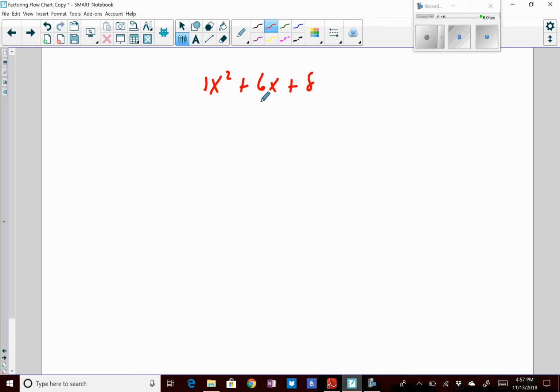Now, since we have a equals 1, again, the technique here is going to be to set up two sets of parentheses. X will go in the first position of each one. Again, we need two numbers that multiply to 8 and add to 6. So when we think about it, well, 4 times 2 is 8, and 4 plus 2 is 6. So we'll do x plus 4 and x plus 2. To check it, just multiply the two numbers. So 4 times 2 is 8, and 4 plus 2 is 6, and we have the right factors.